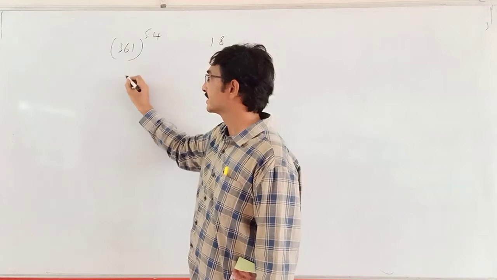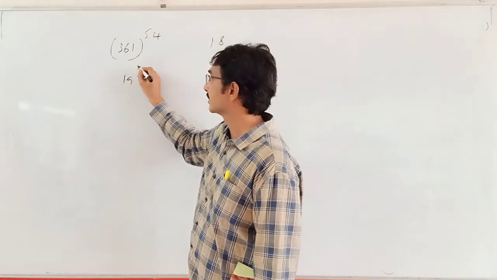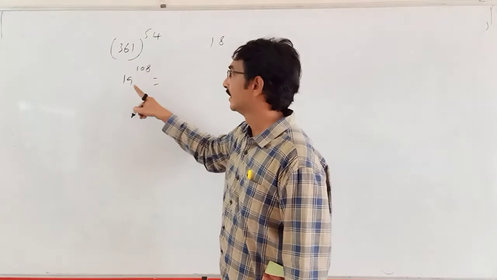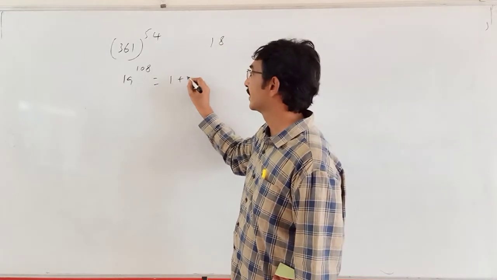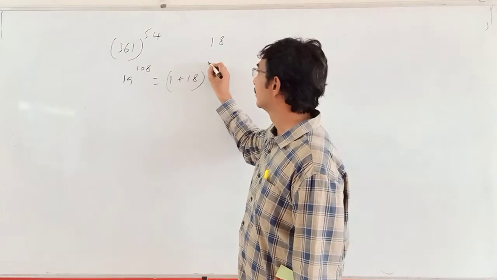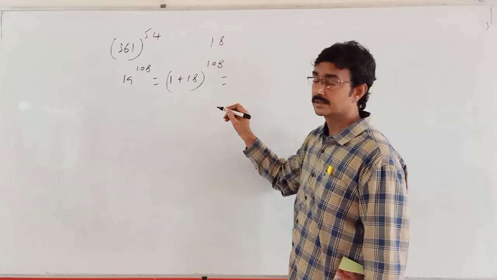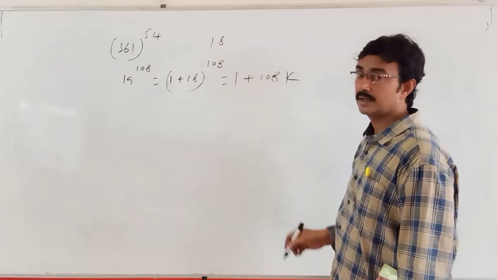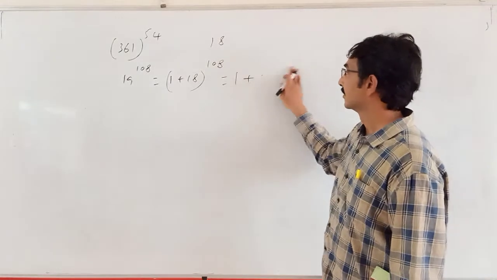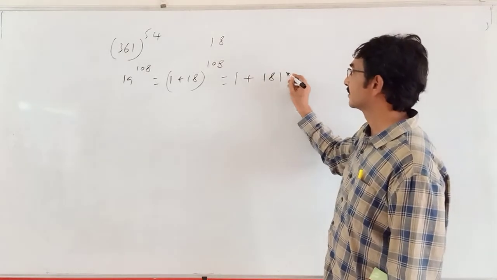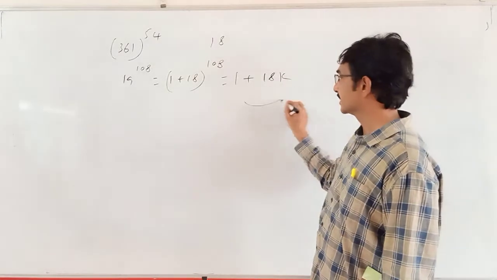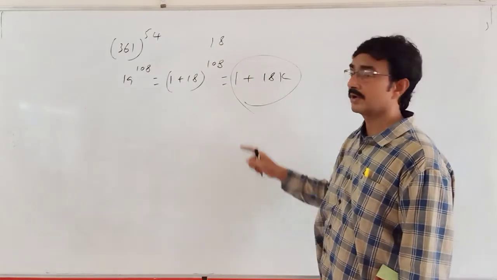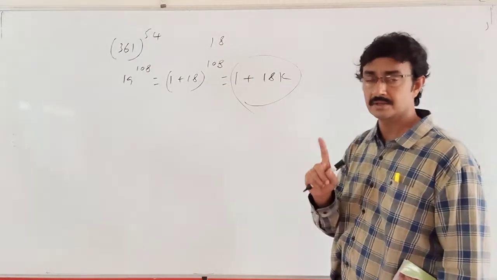So first we write 361 as 19 square. 19 is 1 plus 18, whole power 108. So this is equal to 1 plus 18 into some k. Therefore, the remainder of this one when divided by 18 is 1. So the answer for this one is also 1.